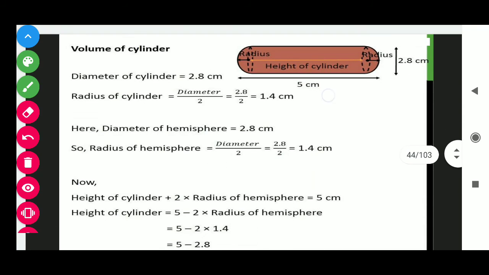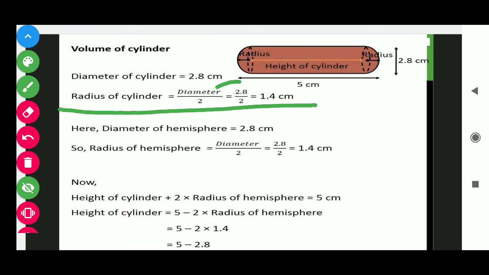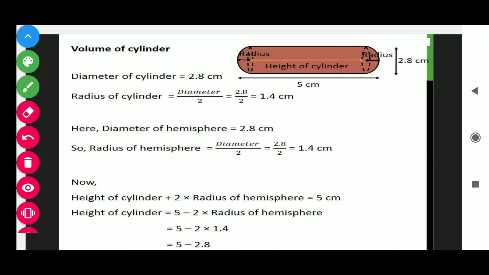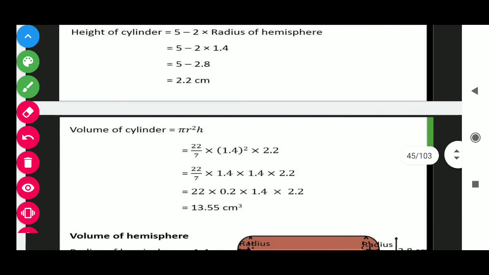Here the volume of cylinder formula is pi r square h, and the diameter is 2.8, so obviously the radius must be 1.4. The height of the cylinder plus 2 times the radius of the hemisphere is equal to 5 centimeter. So the height of the cylinder is 5 minus 2 into the radius of the hemisphere. The value of the radius of the hemisphere is 1.4. On calculating this we get 2.2 centimeter.